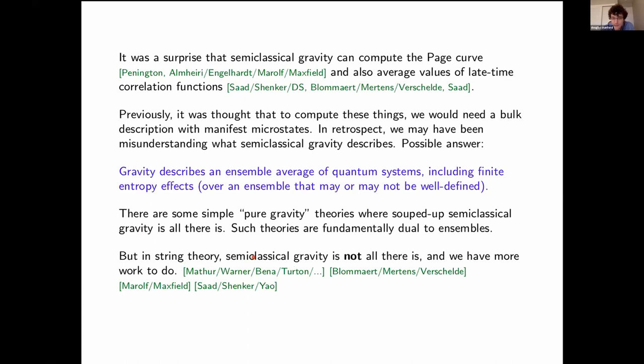But in string theory, semi-classical gravity is not all there is. We have strings, we have branes, and frankly, we have more work to do to really understand black holes here. Some ideas along this direction include fuzzballs, eigenbranes, baby universes. This stuff is really interesting and I think really important, and I'm not going to talk about it in the rest of the talk. Instead, what I'm going to do is try to explore a little bit more the interplay between this ensemble average picture and the Page curve computation.